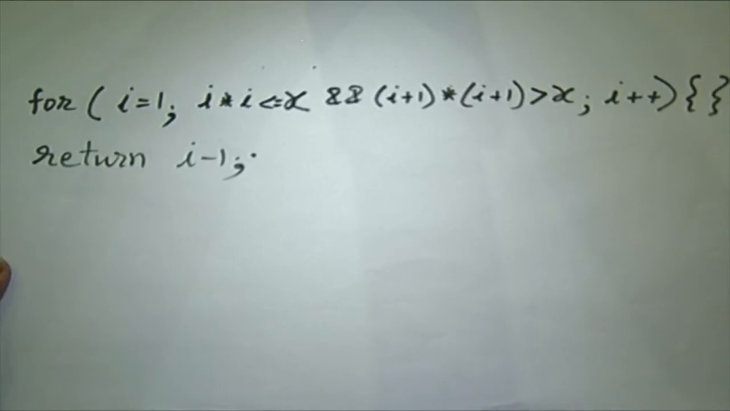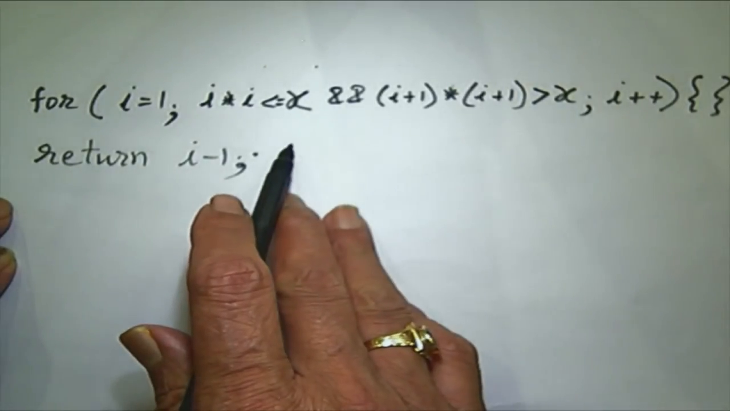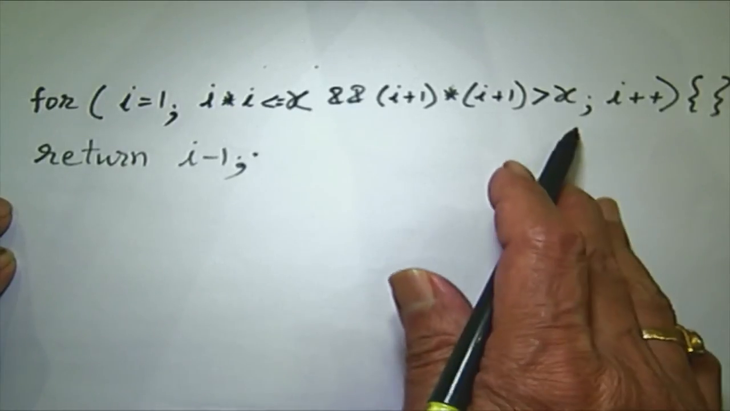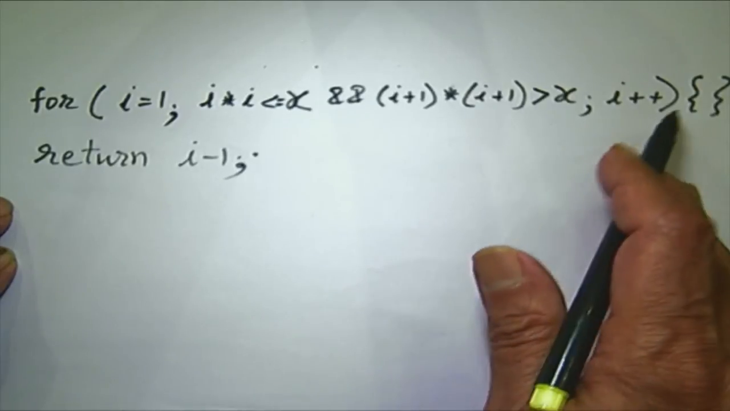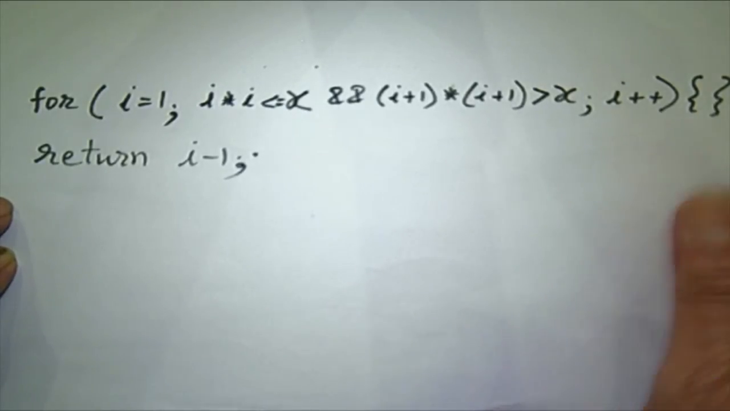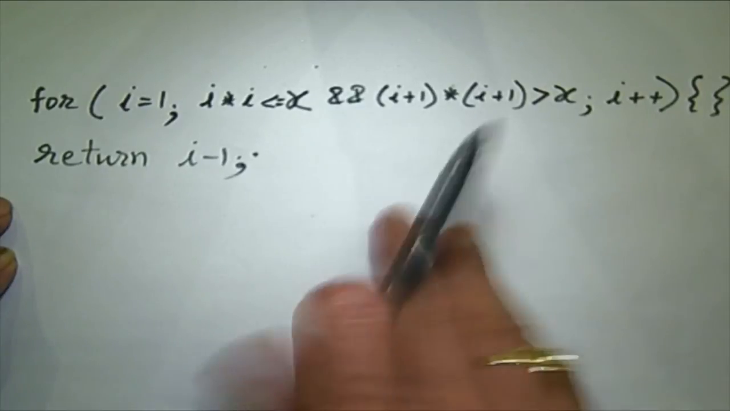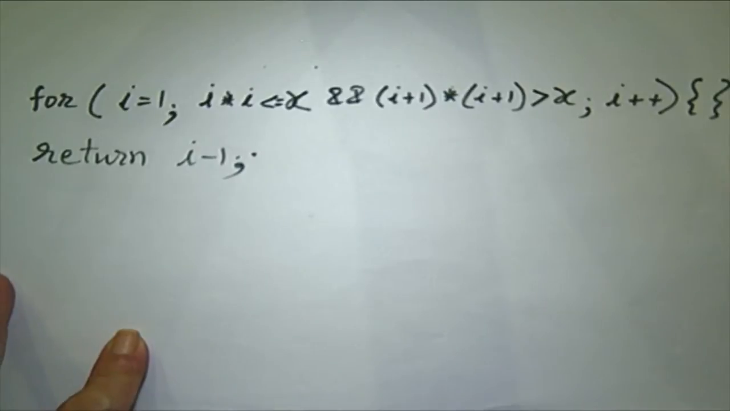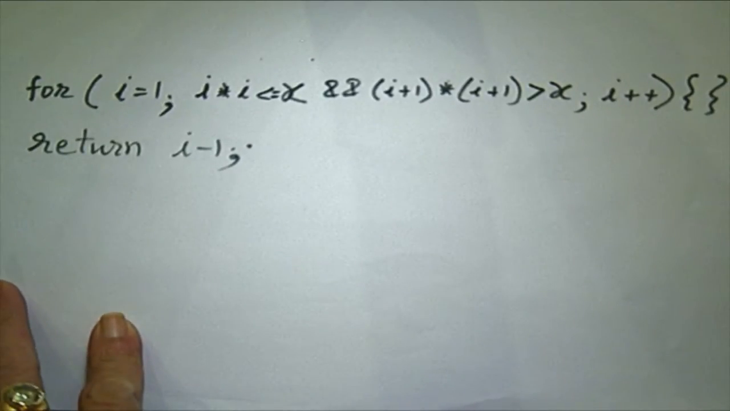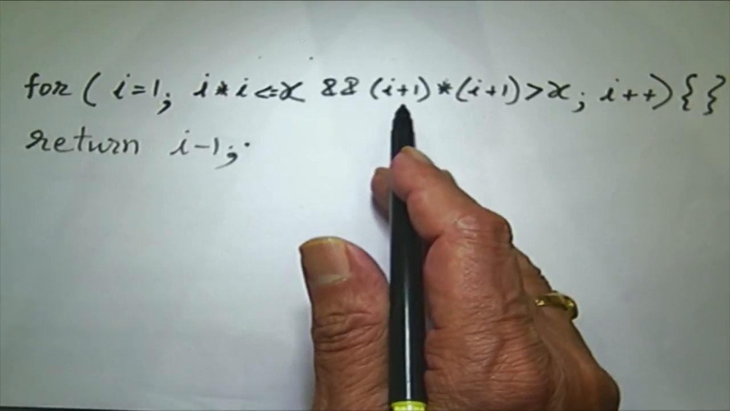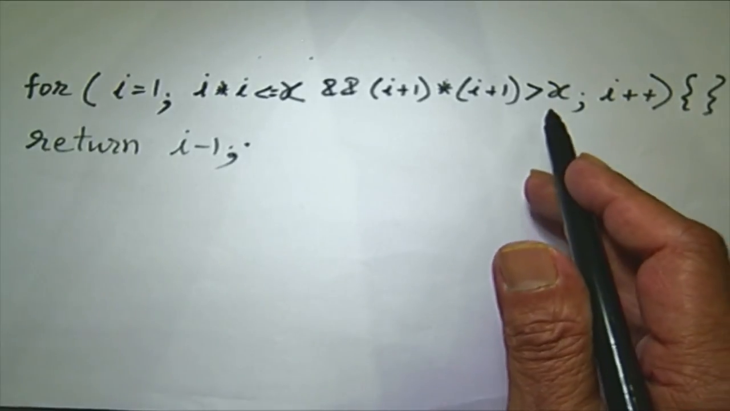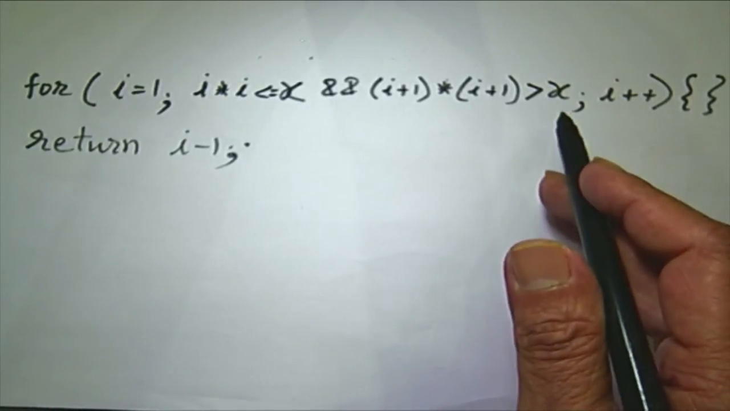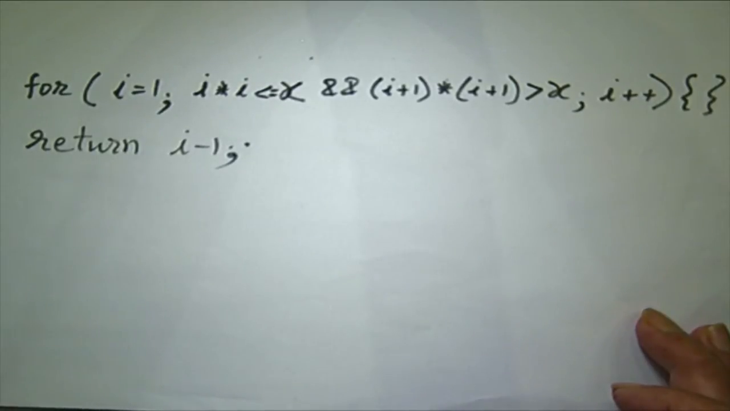Check if this will work. I start with I equal to 1. If I square is less than or equal to x and I plus 1 square is greater than x, then I do nothing but increment I. Go back, check again this condition. Increment I. Go back, check again this condition. So for example, if I have been given a value 16.341, then when I is equal to 4, 4 square will be less than this. And 5 square will be greater than this. So what will happen? Increment I by 1. Next time this condition will not hold.